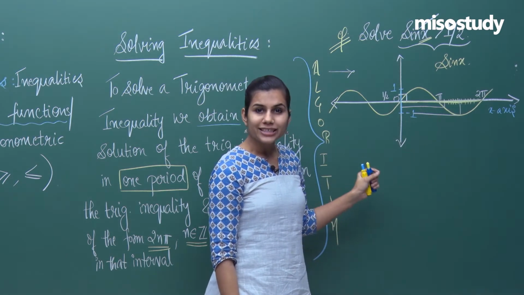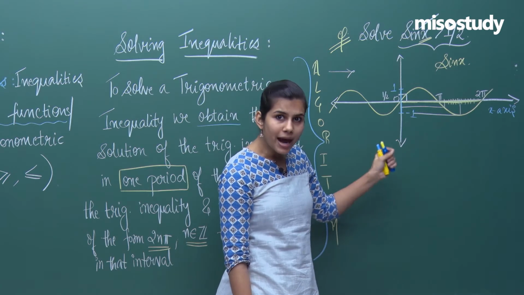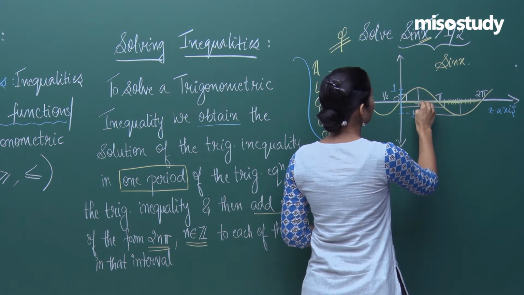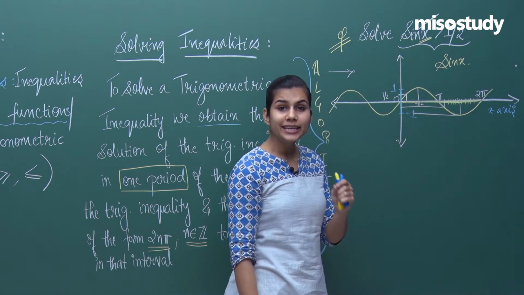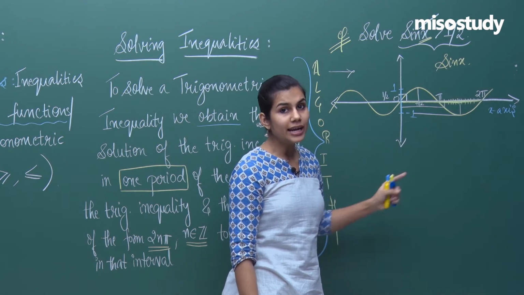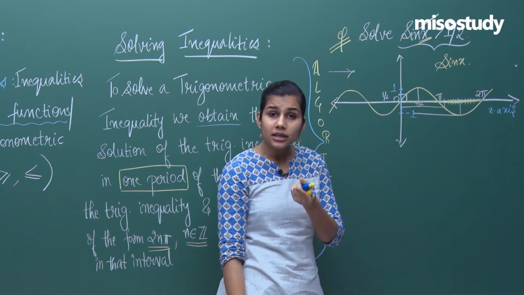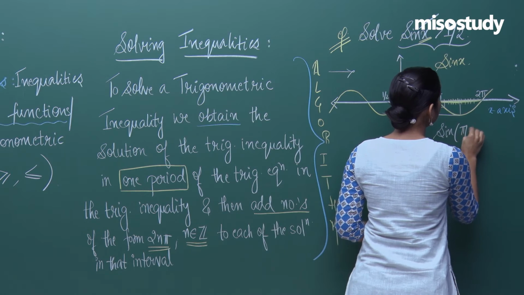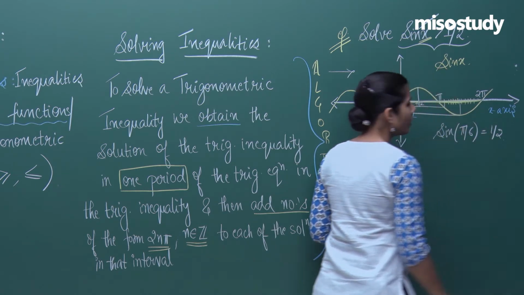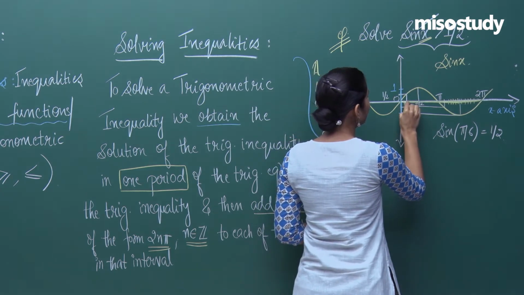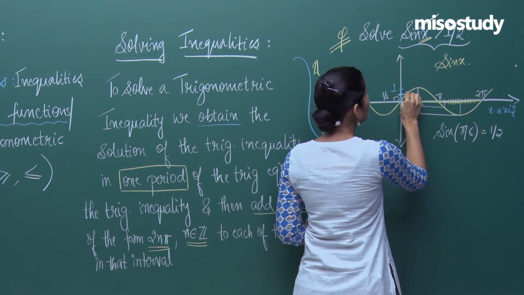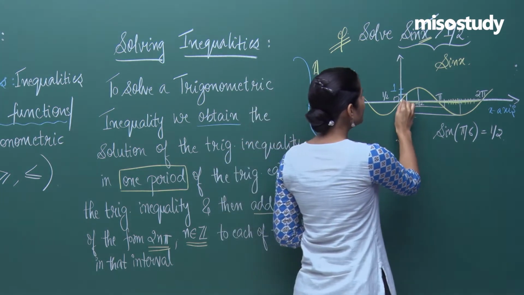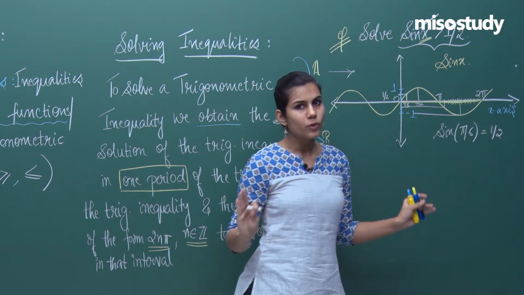Well, I know that unique angle in the 0 to pi by 2 subinterval. If I take this to be pi by 2, then that unique angle in 0 to pi by 2 wherein the sine ratio is equal to half is 30 degrees. Yes, sine of 30 degrees or pi by 6 is 1 by 2. This is the angle pi by 6 at which your sine ratio is 1 by 2.